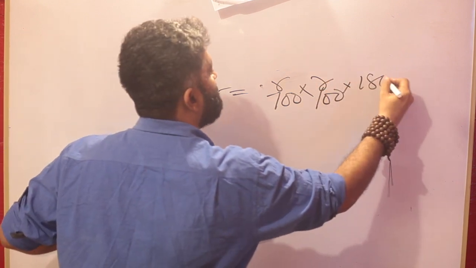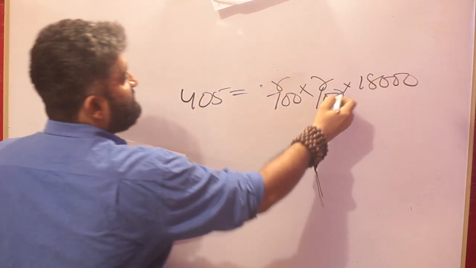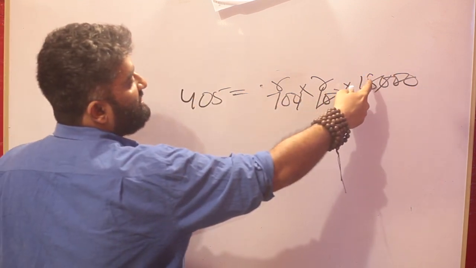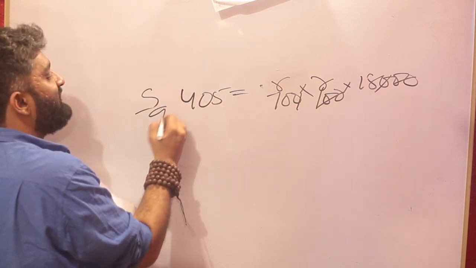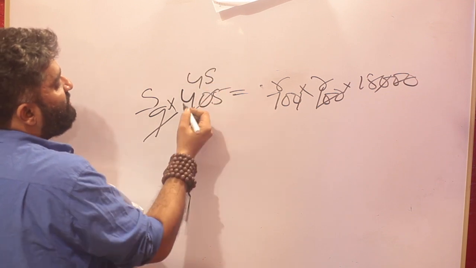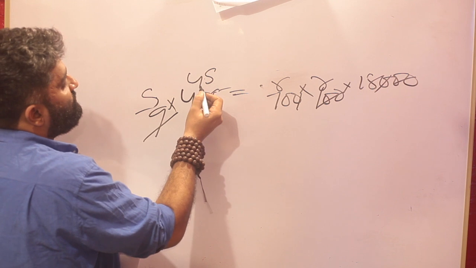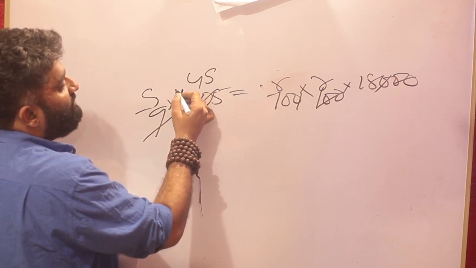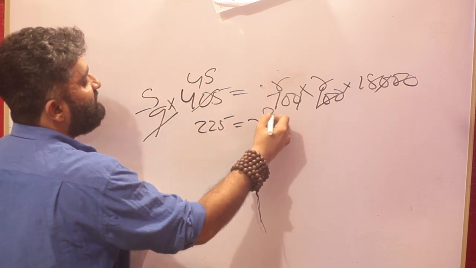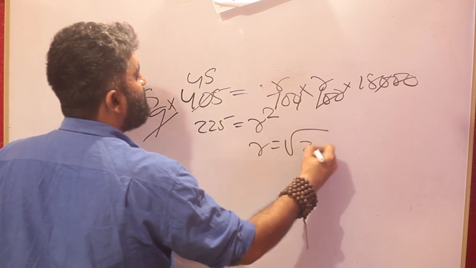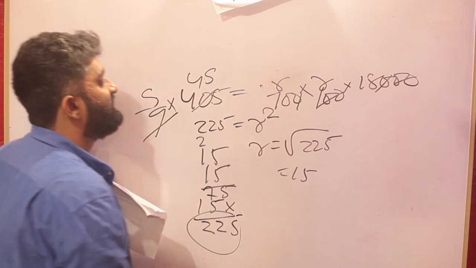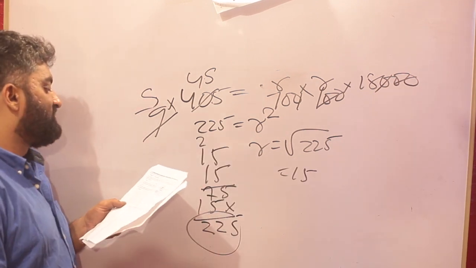So put 18,000, right? So solve this, and this 18 by 10 is 9 by 5, this becomes 5 by 9 on this side. Work it out, 9 4s are 36 and 9 5s are 45, right? And 45 into 5 would be 225, and this is equal to R square. So R is equal to square root of 225. This should have been easy. 225 is 15 square. The rate of interest in this particular question was 15%.